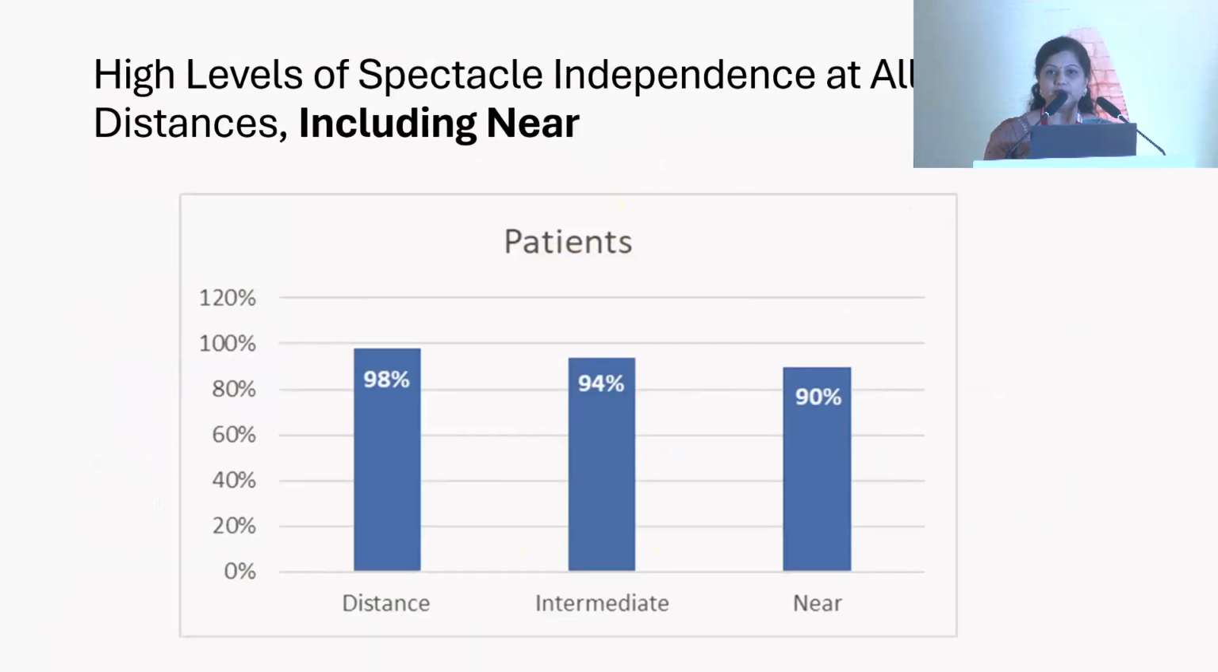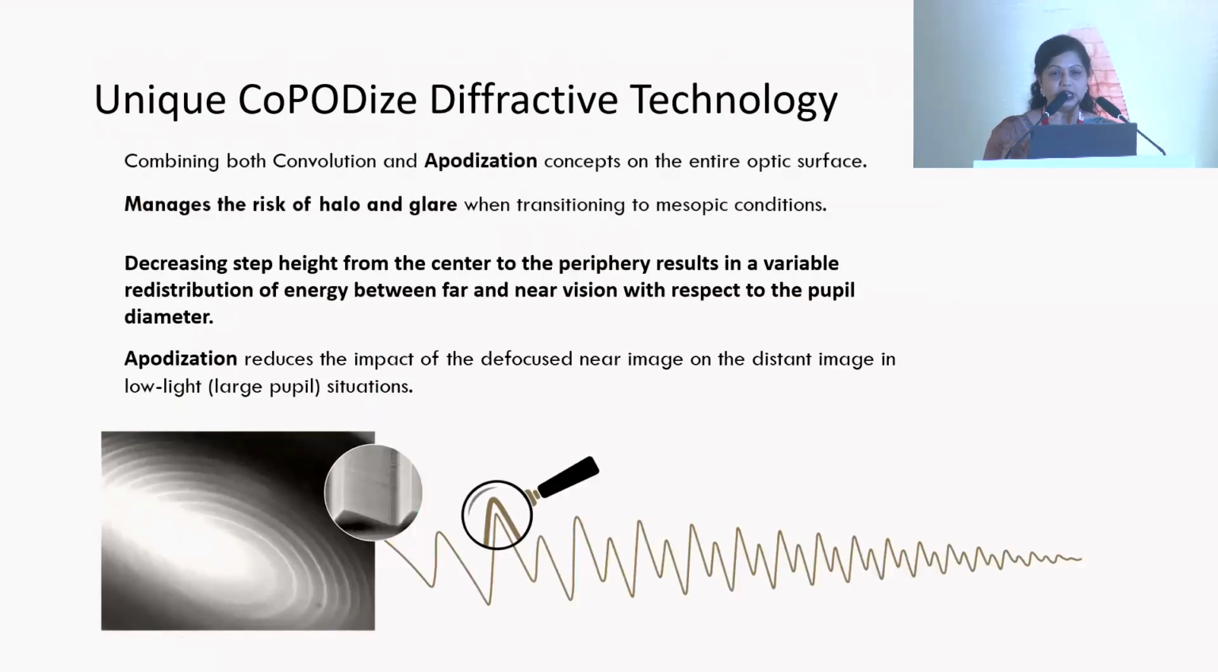So now let's look at how it actually works. It gives us excellent distance, intermediate, as well as near vision. So what is different about this lens? It has a co-apodized diffractive technology. Co-apodized is a combination of two words: one is convolution and the second is apodization. So what do we mean by this?